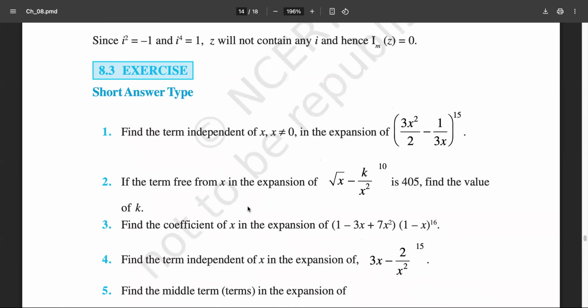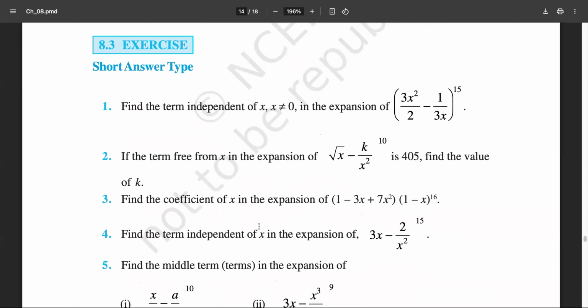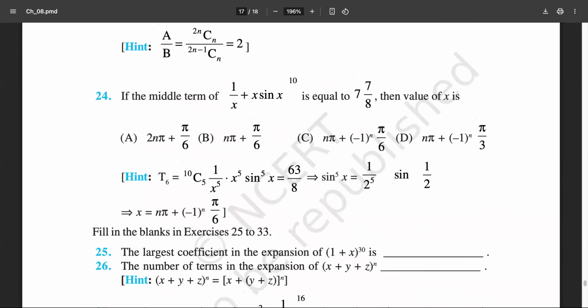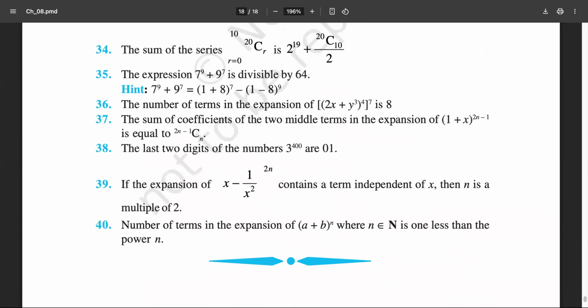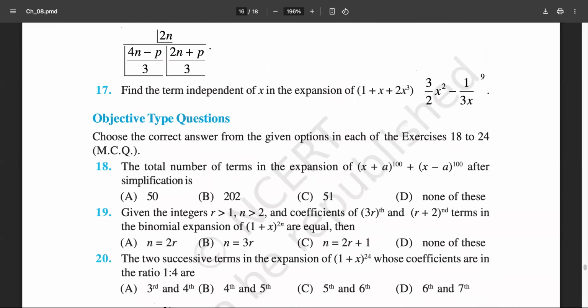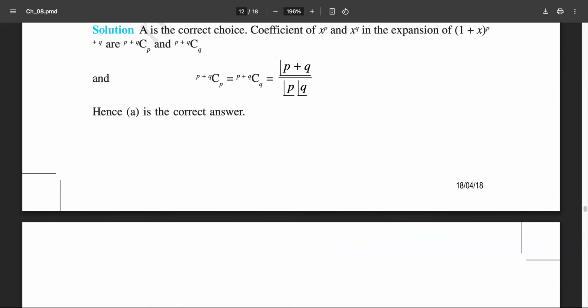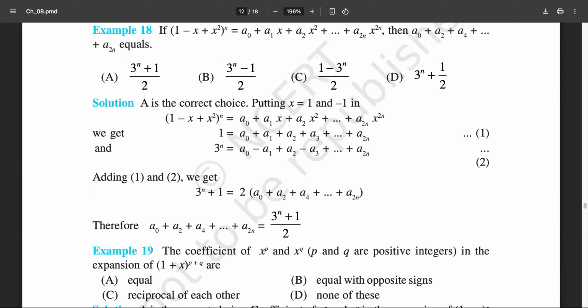Let me check what other options there are: short answer type, long, objective, MCQ. Basically, whatever we have done is more than enough for the topic as per the NCERT. In the next class, some topics are still left, so I will teach you those. Solve as many questions as you can.